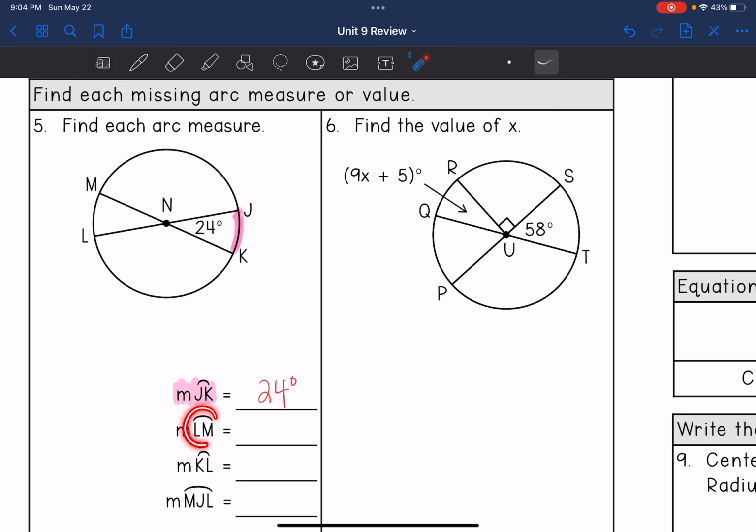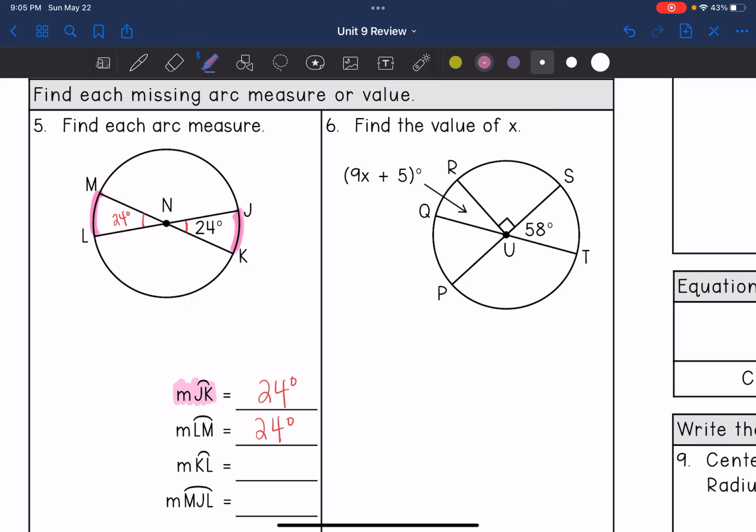Okay, next up they want LM. LM is this other side. But if you look at those angles, they're across from each other, which makes them vertical angles. So this angle is also 24, which means that this arc is also 24.